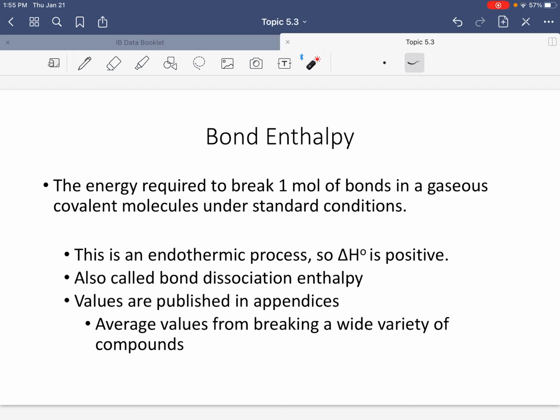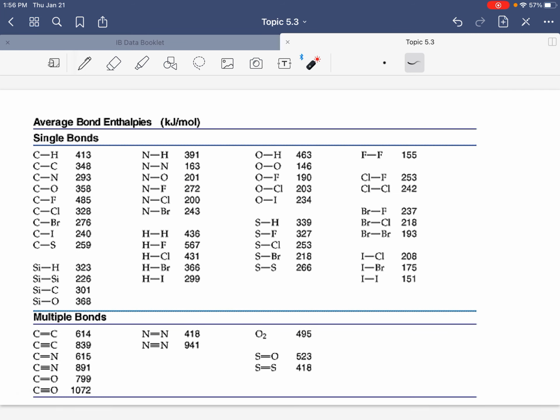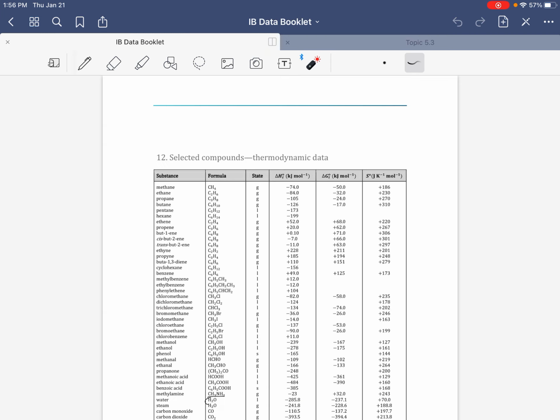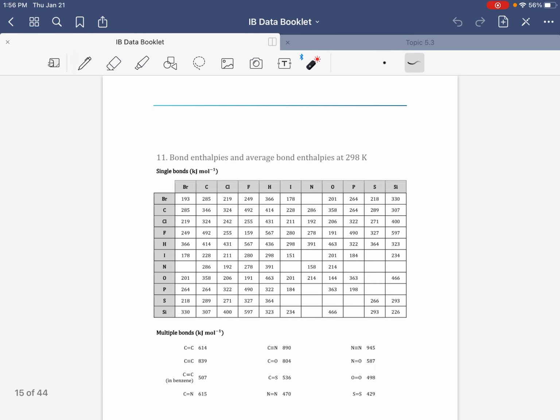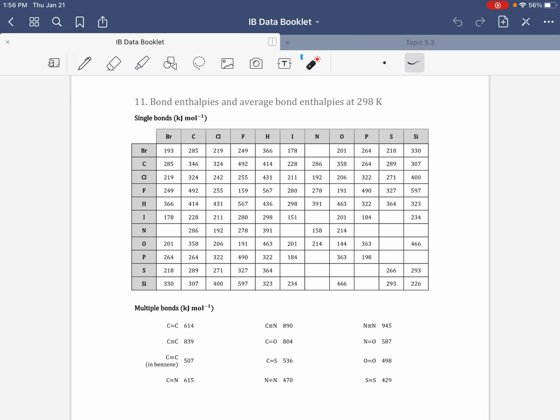So if delta H is positive, that's an endothermic process, and we all know that. Bond enthalpy is also known as bond dissociation enthalpy, because you're trying to break bonds. That's why, of course, the delta H is positive, because you're breaking bonds. And these values are right here. In terms of the IB booklet, it's section 11. Section 11 in your IB booklet tells you the amount of energy a bond needs to break, and how much you would get by forming it.